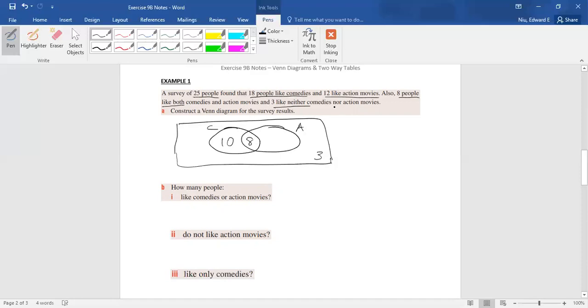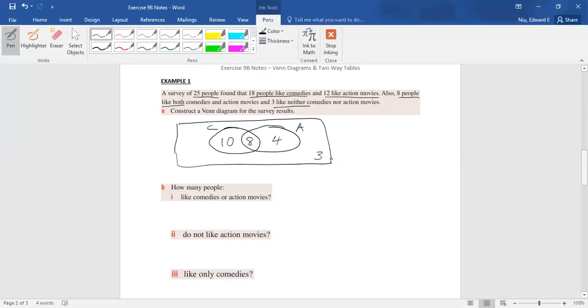Same goes with action movies. There's 12 in total that like action movies, okay? 8 people already like both. So that means 4 people exclusively like action movies by itself, because 8 plus 4 gets us 12, or 12 take away 8 gets us 4. And what you notice now is we have 10, 8, which makes 18. 18 plus 4 gets us 22. 22 plus 3 gets us 25 people that are surveyed.